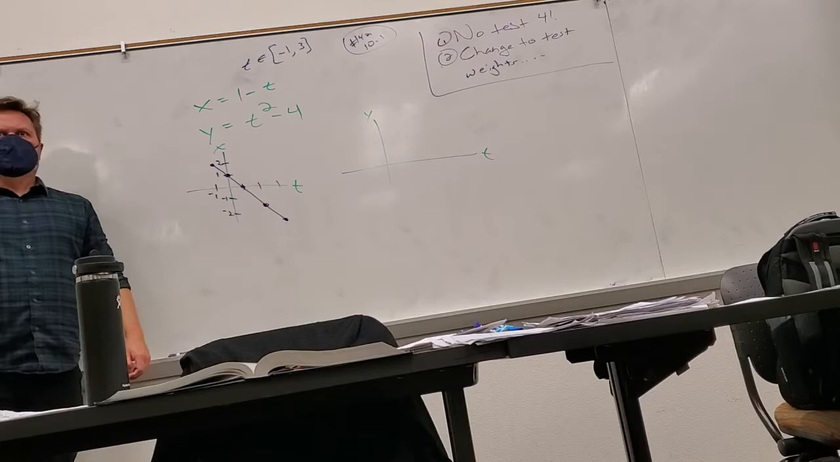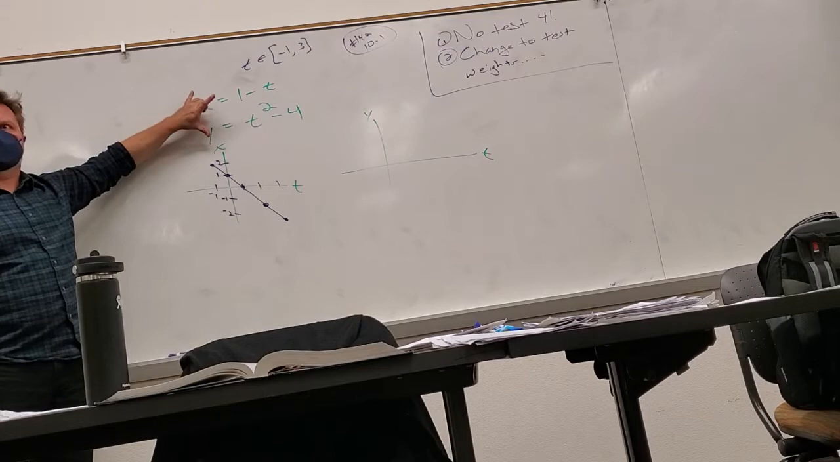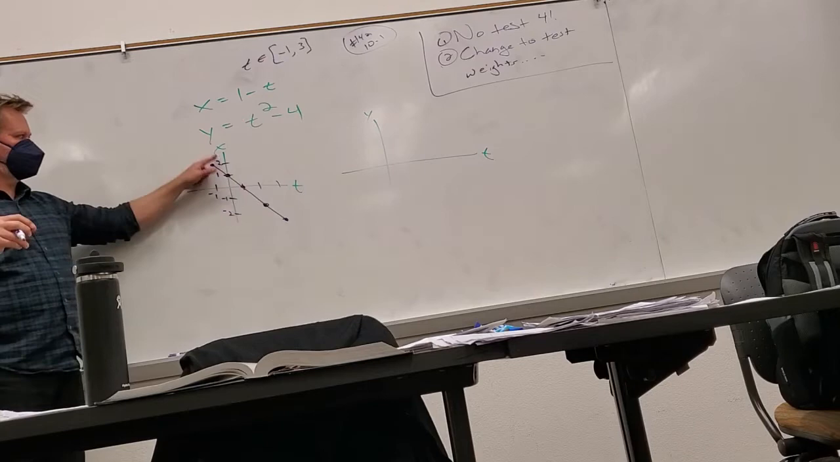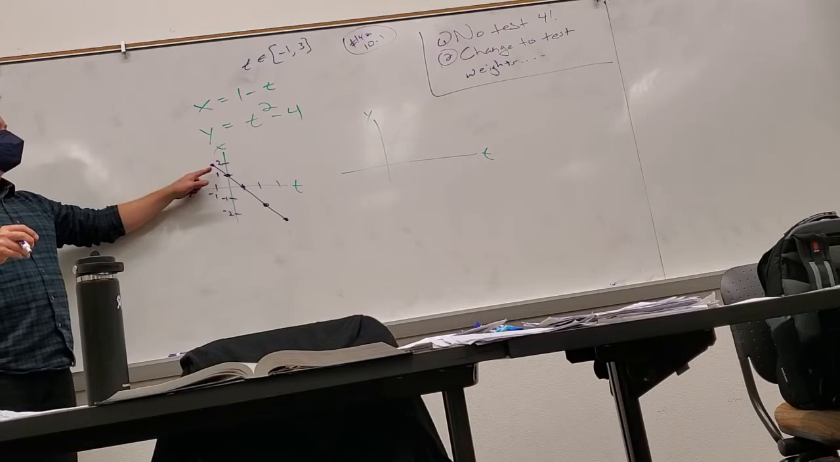So the x parts of the points this generates will go in a straight line from 2 to negative 2. This is the x-axis here, right? You guys with me? Okay, I like it. So these are the beginning parts of the points of the whole actual curve.